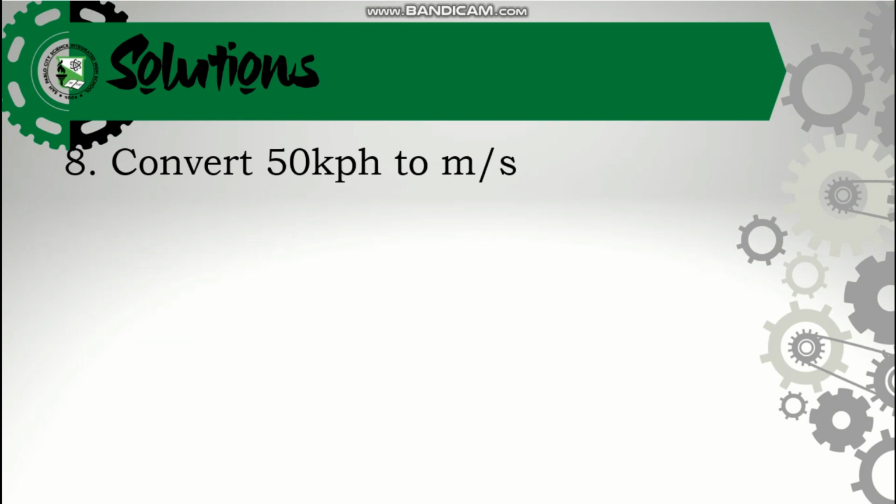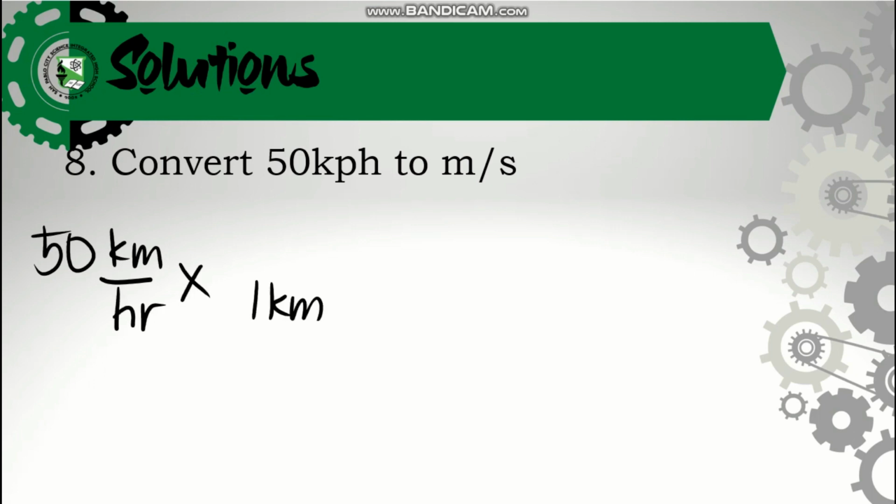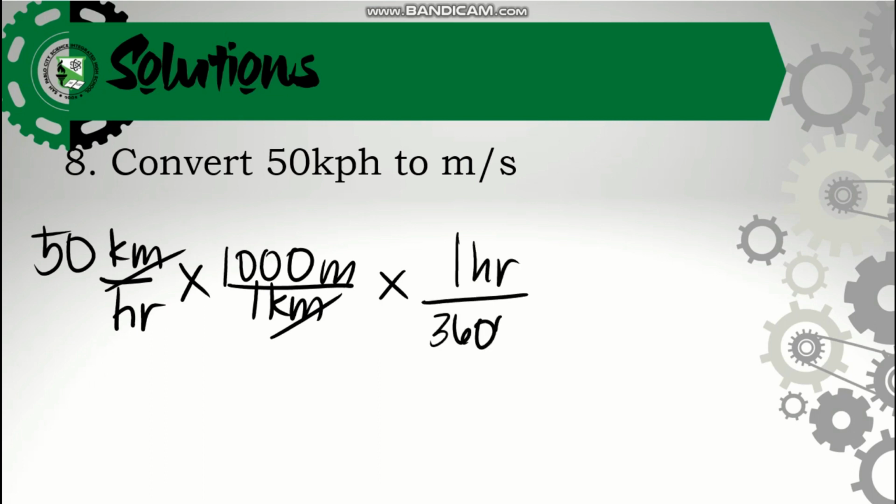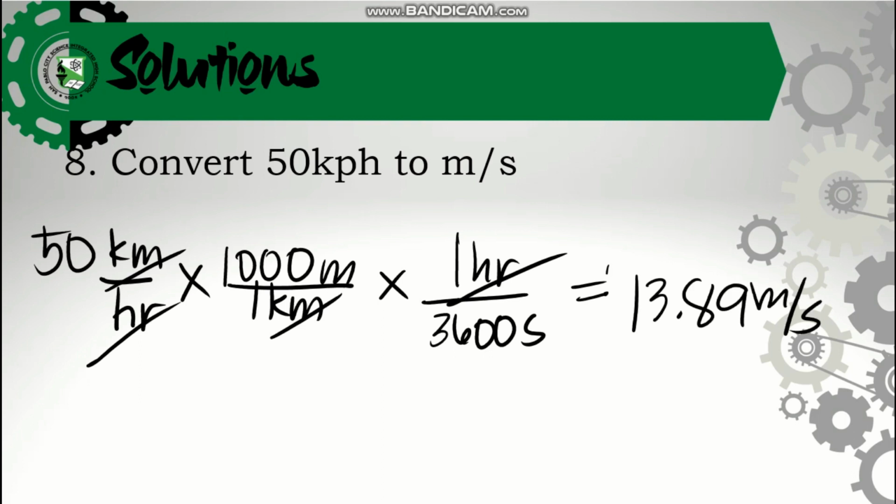Next, we have here number 8, which is convert 50 kilometer per hour to meter per second. Same as number 6, if I'm not mistaken. So you're just going to write 50 kilometer per hour and then convert kilometer, which is 1000 meter over 1 kilometer. And then again, the time, which is 1 hour over 3600 seconds. So I'm expecting here na once na nakakita kayo ng ganyang tanong, alam nyo na ang gagawin. So when we direct input it in the calculator, we get the answer 13.89 meter per second.